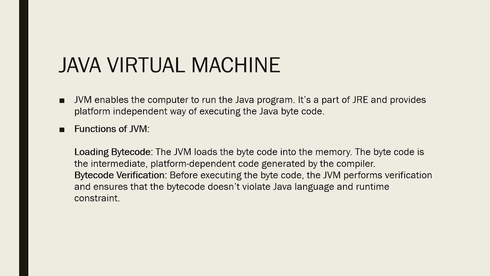Then it is verified. Before executing anything, we need to verify whether it has any runtime issues. The compiler catches syntax errors, but bytecode verification checks whether there are any runtime issues or any violations of the Java language rules. If something does not match, it will throw a runtime error.